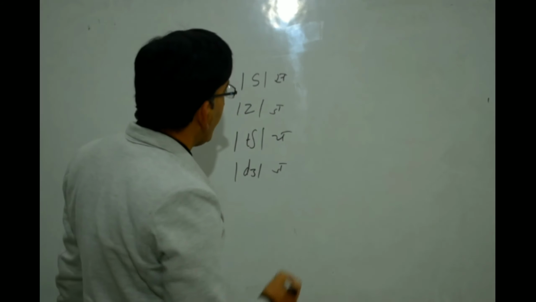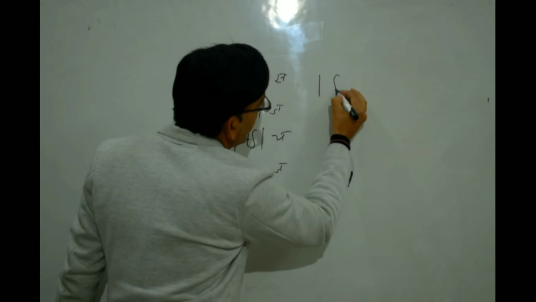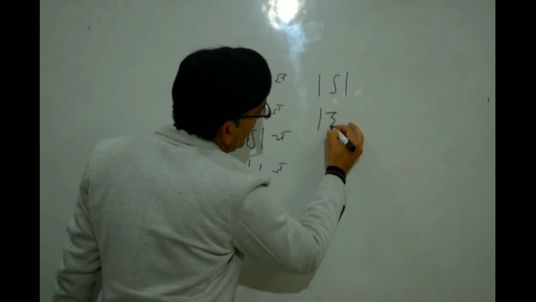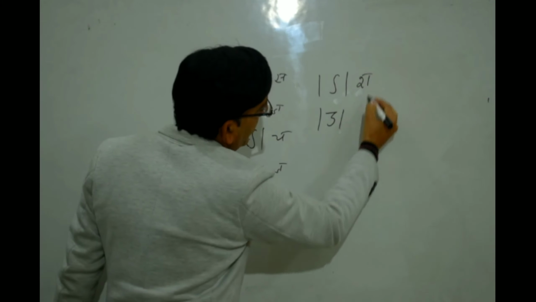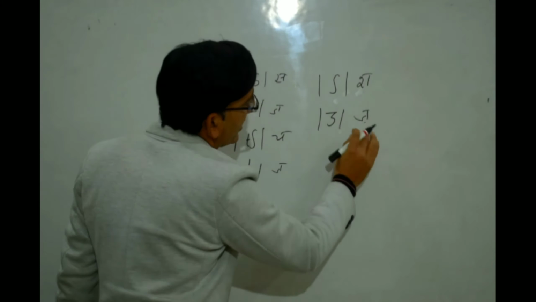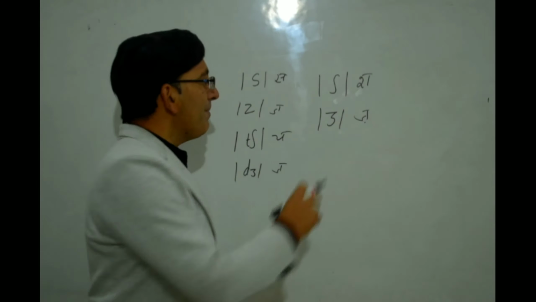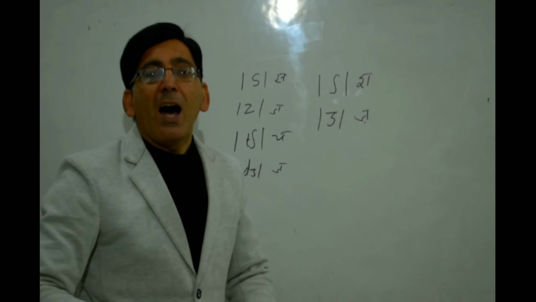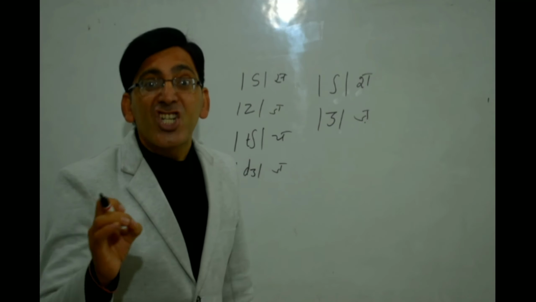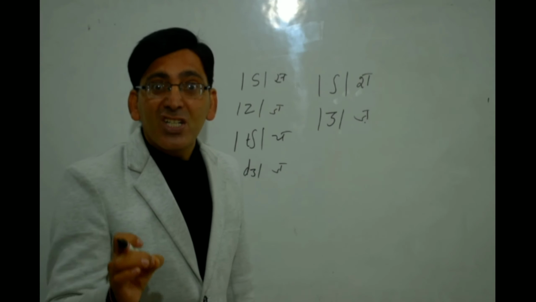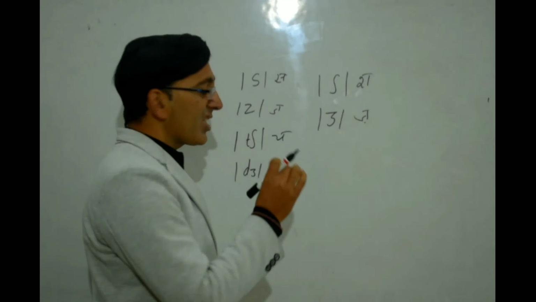Now come to the next pair, and the next pair is sh, zh. So there is a nukta after j. So how will you pronounce it? These two are humming sounds. They are called sh, zh.